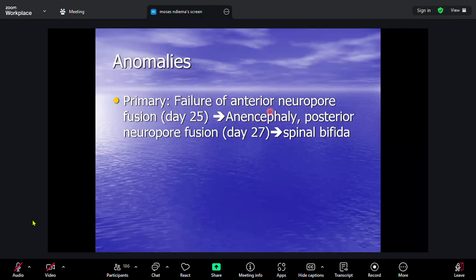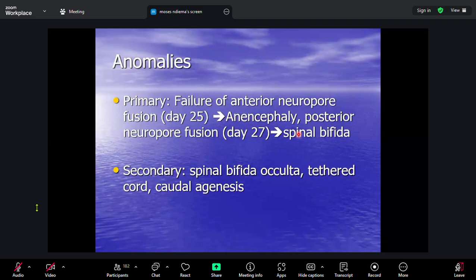Anencephaly. The brain fails to develop. That part of the brain fails to develop. And then if you have the posterior part of the neuropore not fusing by day 27, then you have spina bifida. This is normally in the lumbar region. During the spina bifida, the vertebral arch also fails to develop.